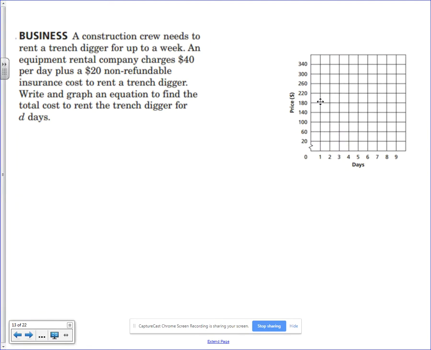All right, a construction crew needs to rent a trench digger for up to a week. An equipment rental company charges $40 per day.